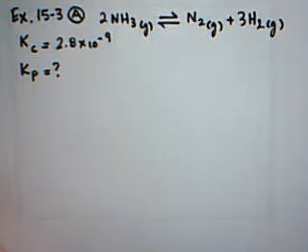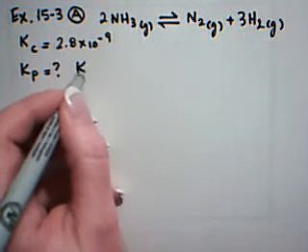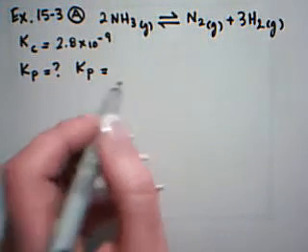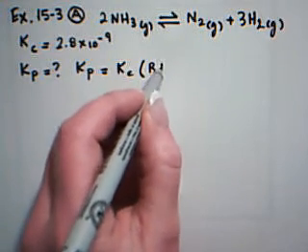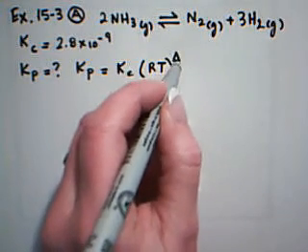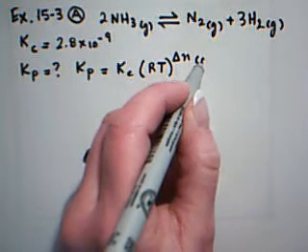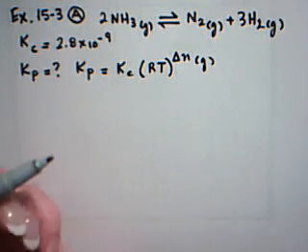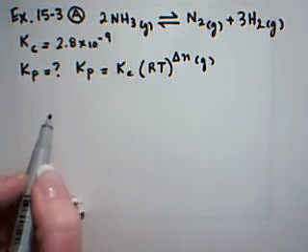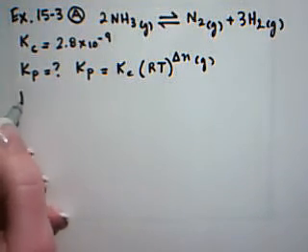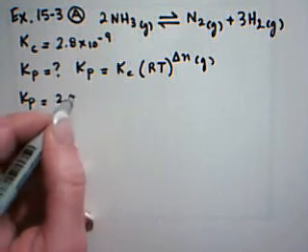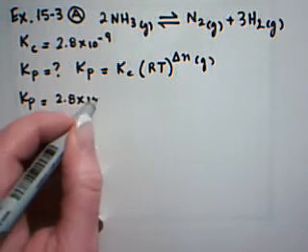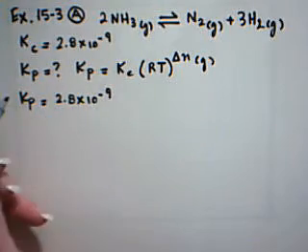Now, in the previous video, we just determined that the expression for Kp is equal to Kc times RT raised to the change in the number of moles of gas components in the reaction. And so in this particular reaction, we're given Kc, so we can put that in right away. And remember, K values don't have any units.